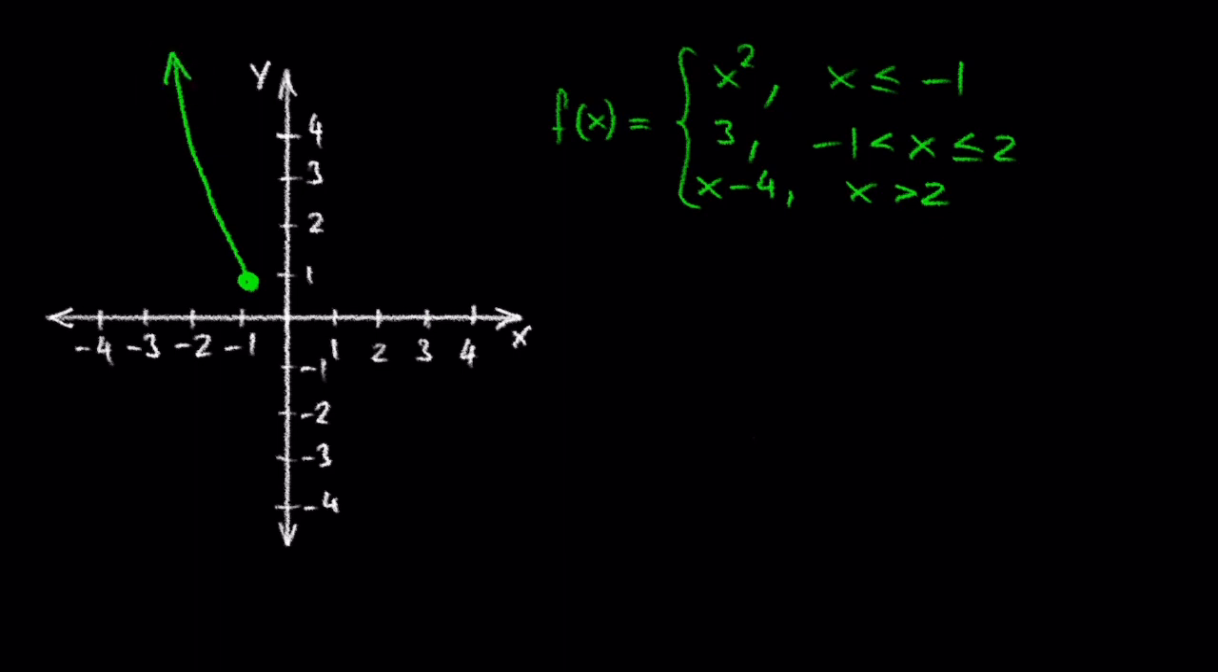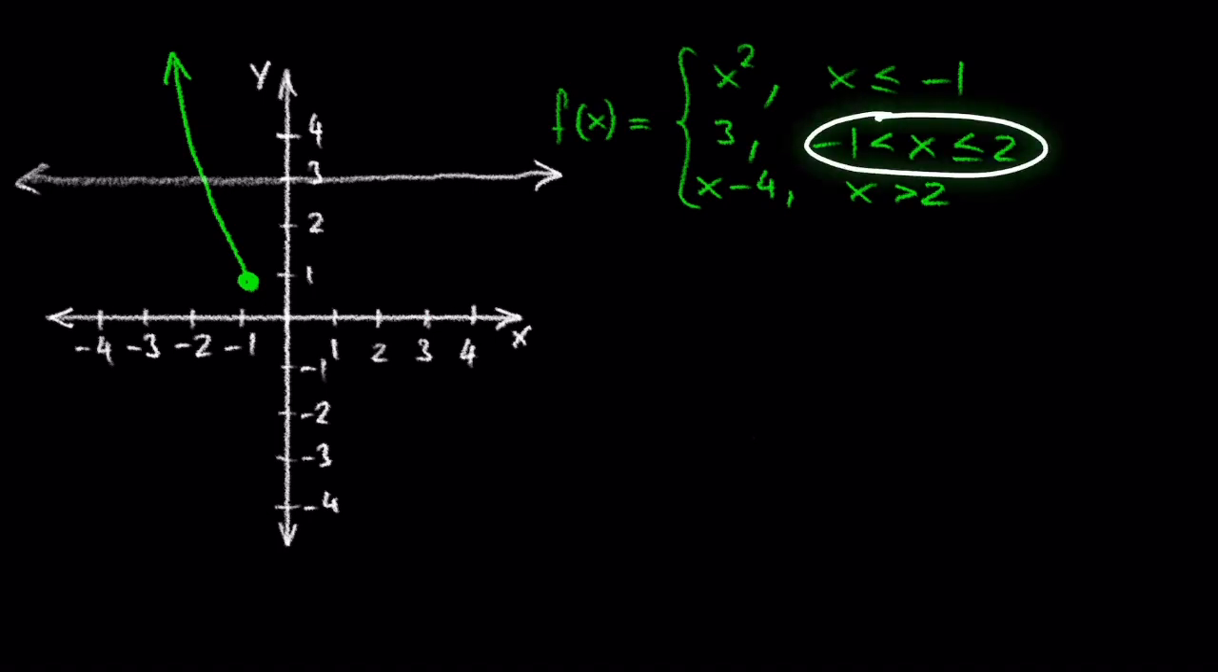Let's look at the second piece of this function, which is 3. Recall that this is the constant function 3, which is just a horizontal line crossing the y-axis at 3. Like in the first piece, we don't graph the whole function. We graph only that part which is greater than -1 and less than or equal to 2.